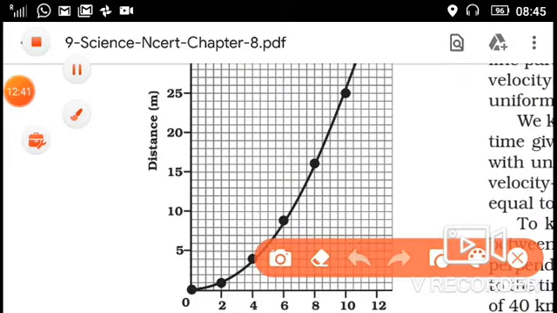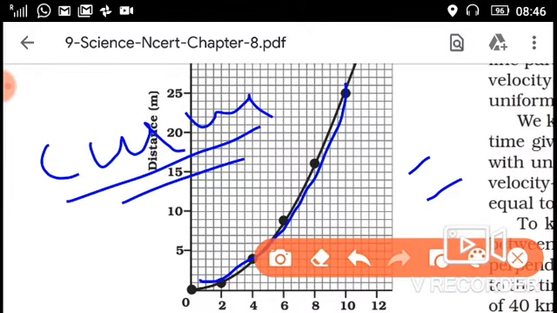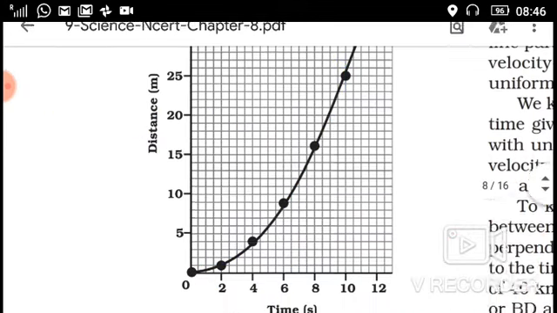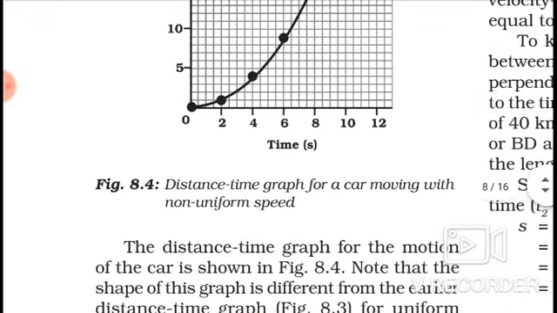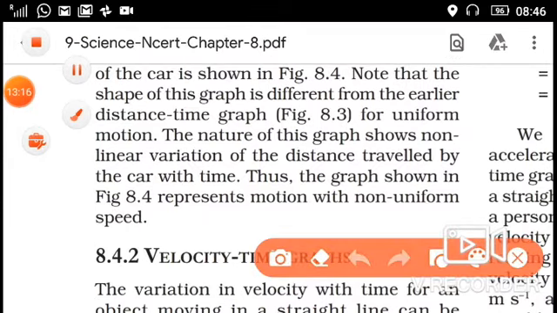You will get this graph, and you can see this is not a straight line, this is a curved line, means this is a case of non-uniform speed or non-uniform motion. Means in 2 seconds 3 meter distance, 4 seconds 5 meter distance, 6 seconds 10 meter distance, 8 seconds 16 meter distance, means unequal distance is covered in equal intervals of time. Means for non-uniform motion, the distance time graph will be a curved line.